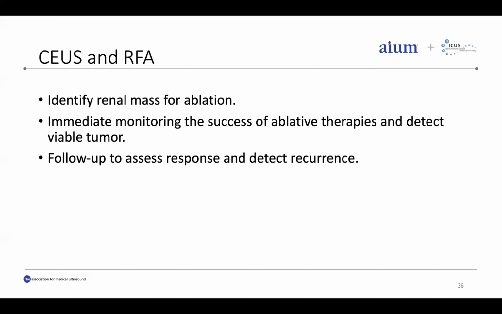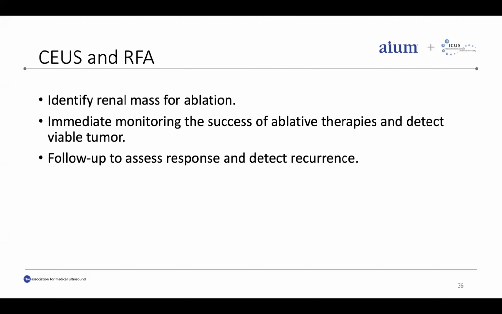We have a little bit of time left, so let's talk about CUS and RFA. So we use this to identify the mass for ablation, know the size very well. We actually monitor the ablation during this. We've trained our anesthesia to inject the contrast as we're doing the procedure, and we can see if there's any residual tumor, and we can treat them at the same time without moving the patient and being able to completely ablate the tumor with high confidence before we leave the room.